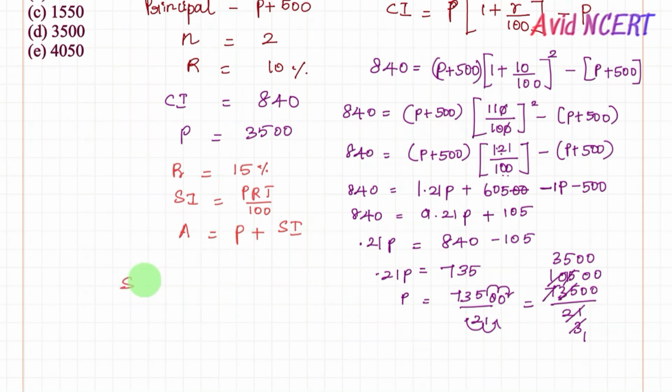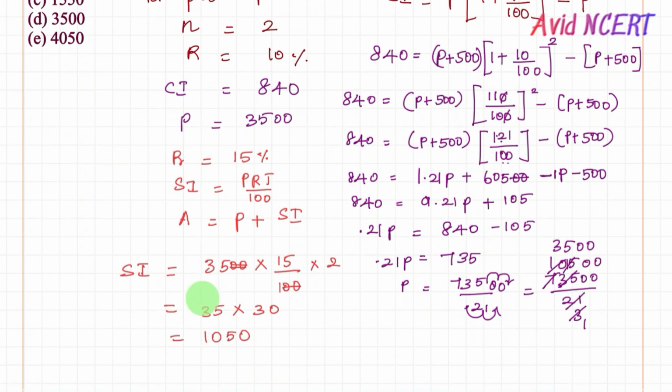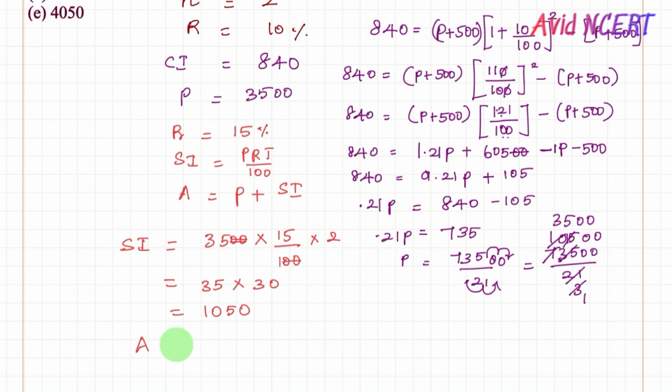So simple interest equals P, which is 3500, times R, which is 15 by 100, times T, which is the same time, 2. Simplify this as much as possible so it will be easy for the calculation. 15 times 2 is 30, so 35 times 3. We don't have to do 35 times 30, we can just do 35 times 3 and add a 0. 5 times 3 is 15, 1, 3 times 3 is 9, plus 1 is 10, and 0. So the simple interest is 1050. Therefore the amount is the principal plus the simple interest.